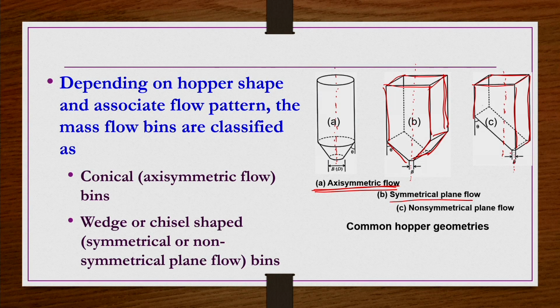They are not aligning to the same line, they are different. So, that is the reason they are non-symmetrical plane flows, right. Further, from the pictures also we can understand that this theta here is the hopper cone angle that we have in general. Pictorially, we can see that the theta in figure B, the symmetrical plane flow, is slightly higher than the theta in axisymmetric flow, right.